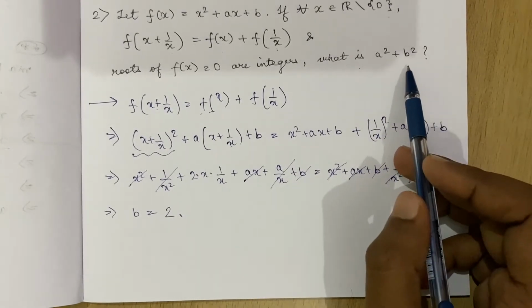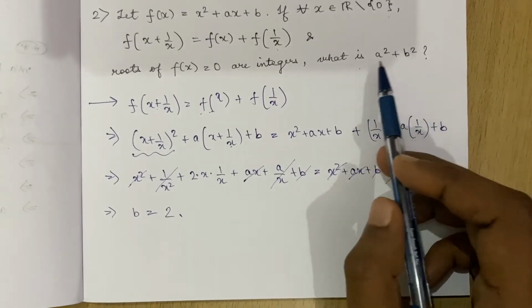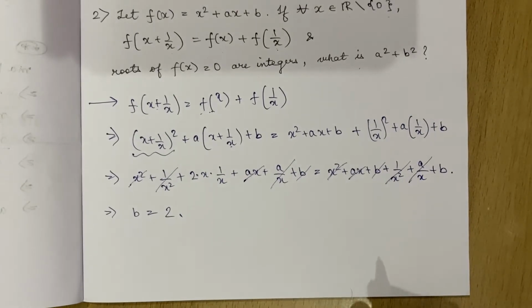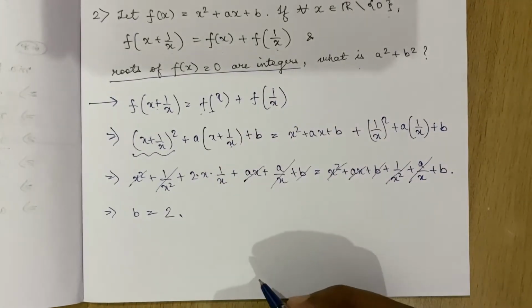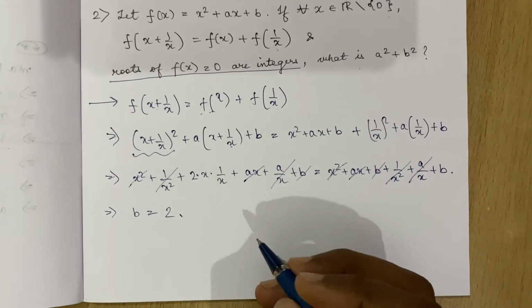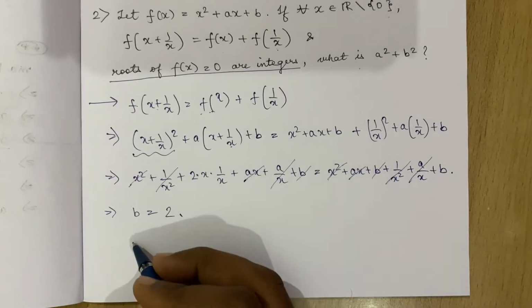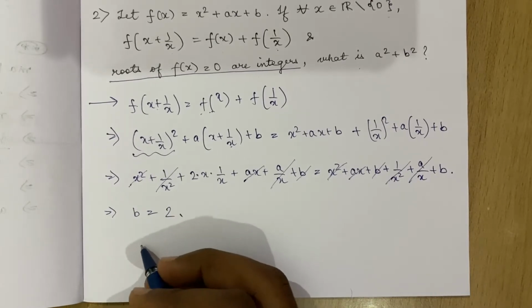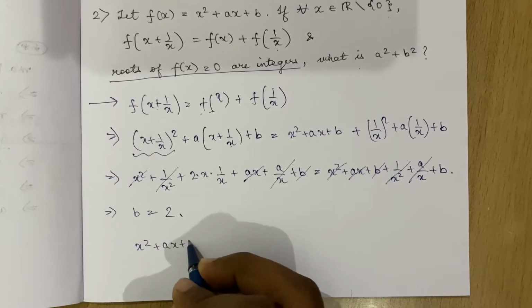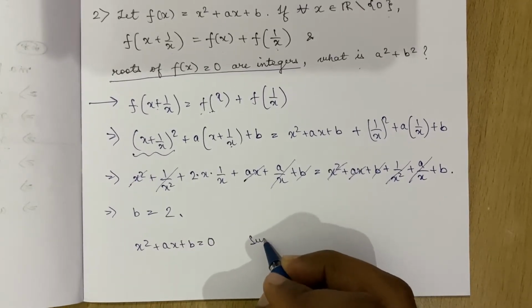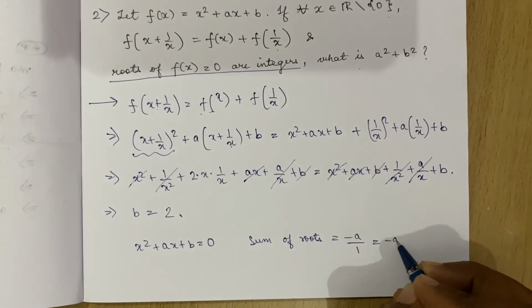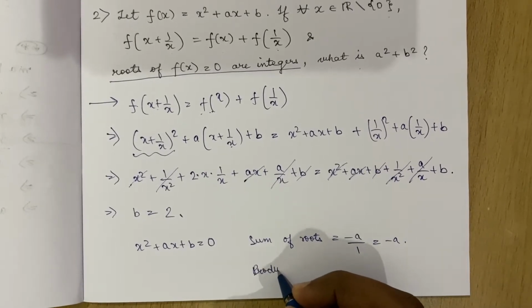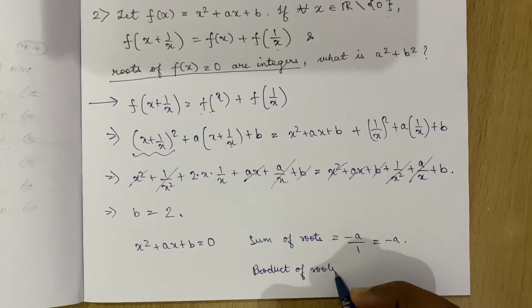So I've got the value of b, but I need to find a² + b². So let's use another property that's given here. I am given that the roots of f(x) = 0 are integers. So from the theory of quadratic equations, for the equation x² + ax + b = 0, the sum of roots is -a/1, which is -a, and the product of roots is b.